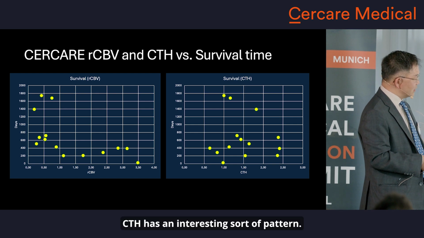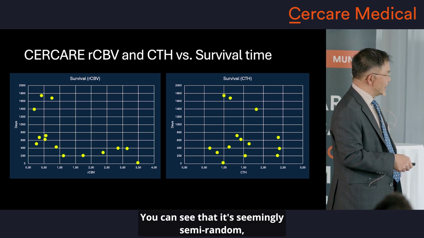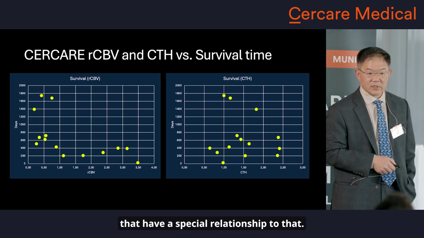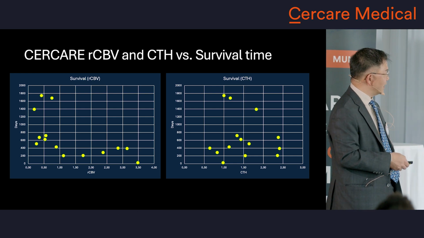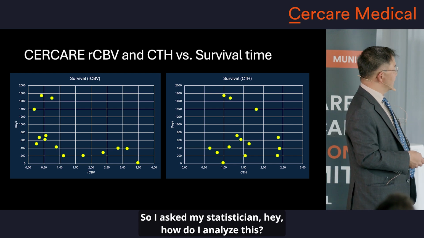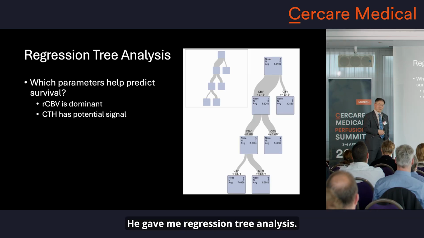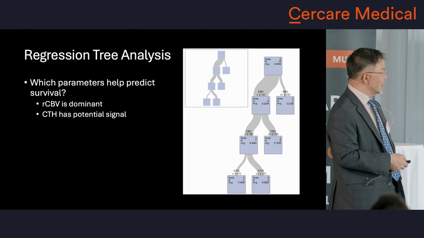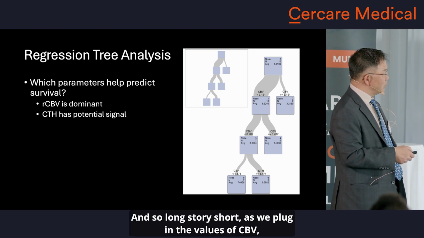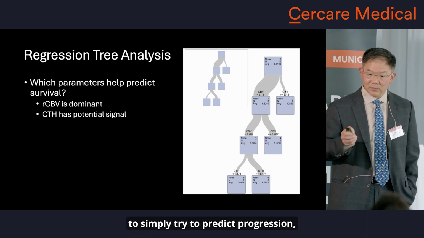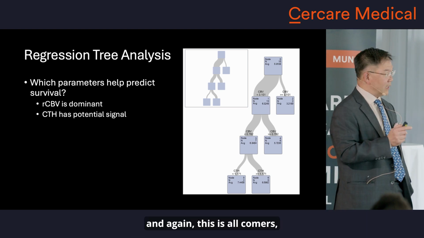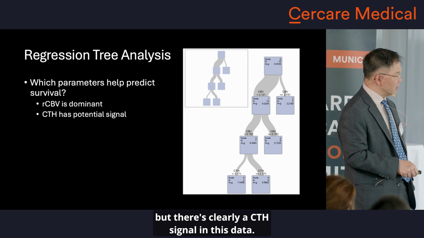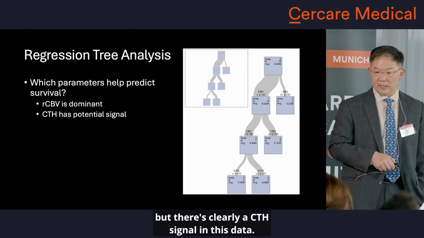CTH has an interesting pattern. You can see that it's seemingly semi-random, but there's clearly a population of patients that have a special relationship to that. So I asked my statistician, hey, how do I analyze this? He gave me regression tree analysis. I tried to nudge him toward the other methods. He's like, no, the only thing I can do is regression tree analysis. And so long story short, as we plug in the values of CBV to simply try to predict progression, and again, this is all comers, so there's nothing special here, CBV plays a dominant role here, but there's clearly a CTH signal in this data.